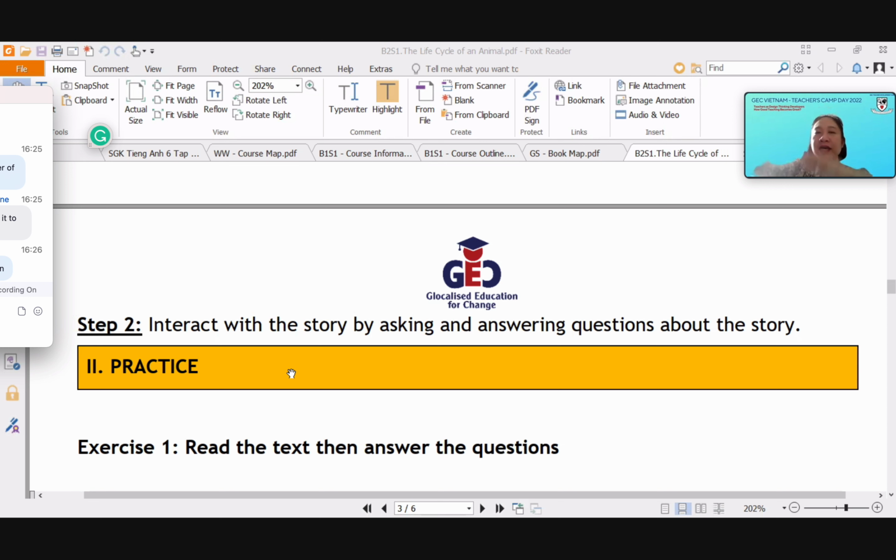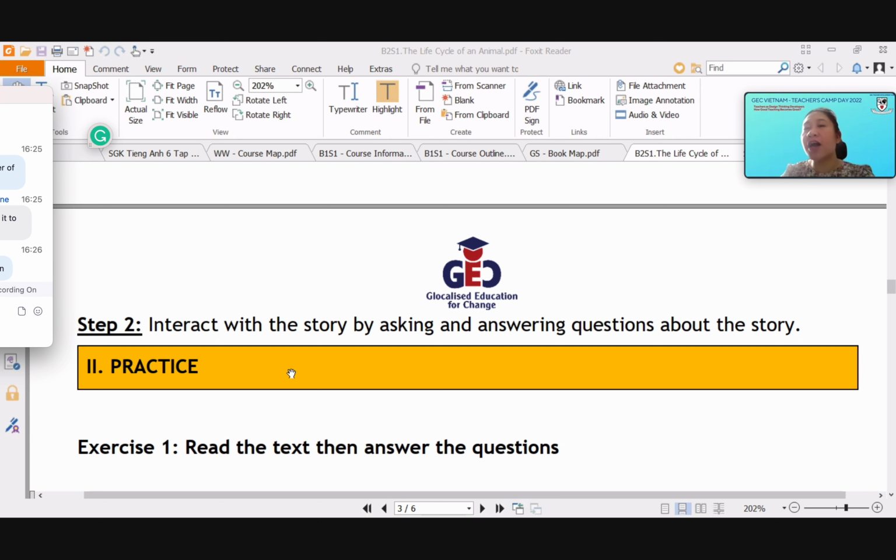So normally in the sample lesson of GEC, we have behaviorism, we have input first, we have cognitivism, we have individual practice, and also we have social constructionism, where we help students interact with each other, with another student or the teacher, to build their knowledge, to construct their knowledge, or maybe to reinforce their knowledge.